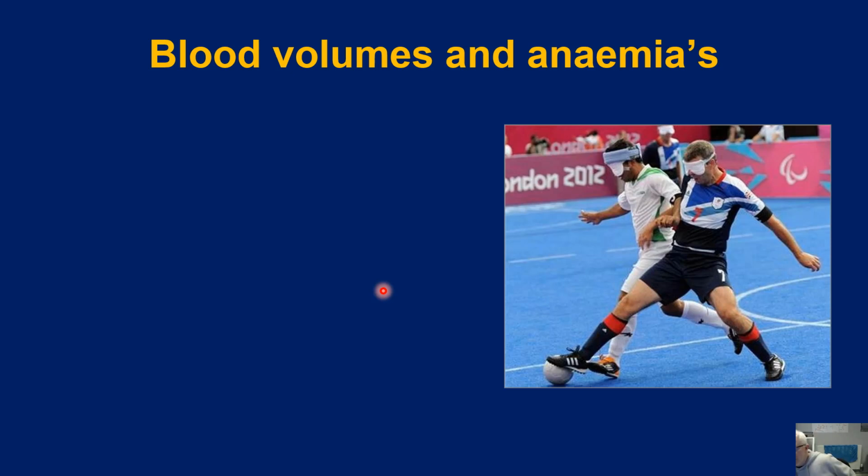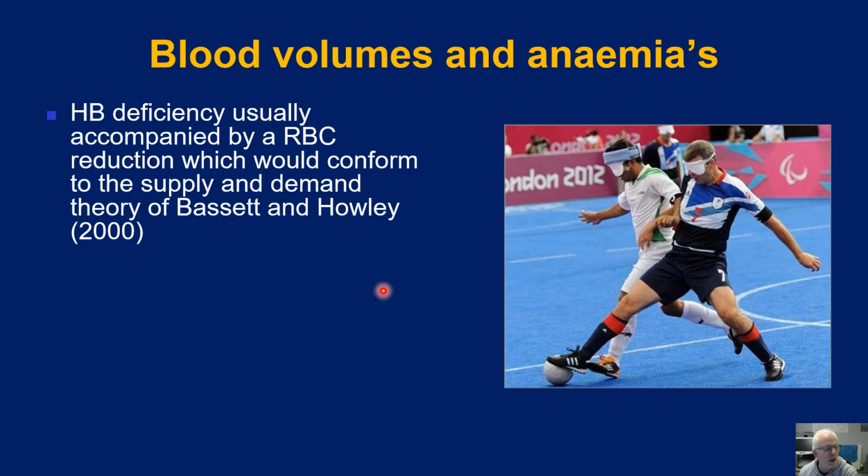Now, the other aspect of this then is the more clinical aspect, which is to think about blood volumes and blood concentrations and things like anemias. Hemoglobin deficiency, which is an anemia, is generally accompanied by a red blood cell reduction. And it conforms to what is routinely referred to as the supply and demand theory of people like Bassett and Howley, who published this in Medicine & Science in Sports & Exercise.